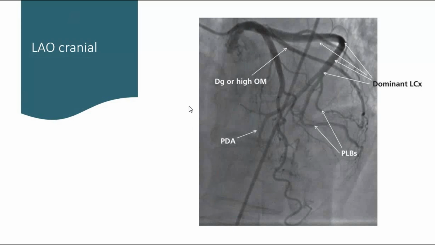Here is a real angiogram of it. Here we have the LAD going straight down, and then on the right side we have the circumflex. So here the circumflex gives off the PDA and PLBs, posterolateral branches. So that indicates that it's a dominant circ.